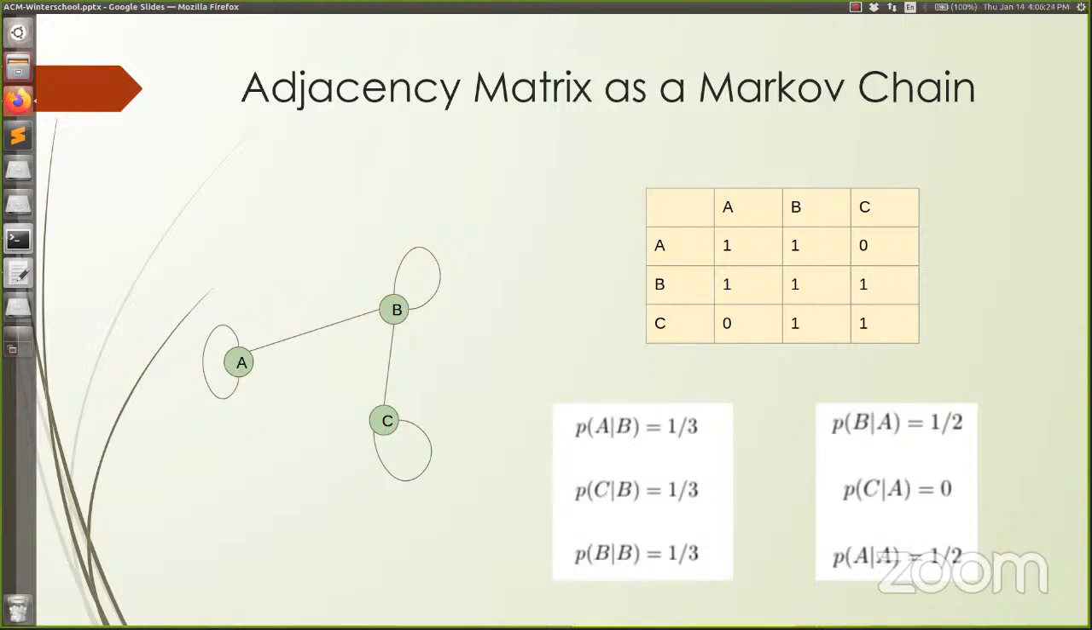It doesn't matter how you reached B in the first place. Say you could have gone from C to B and then to A, or you could have been at B, went again back to B and then to A. Doesn't matter. As long as you are at node B, the probability that you travel to node A is 1/3, because from B you can take three routes, to A, to C, or to B itself, right? Likewise, if you are at node A, there is no way to go directly to node C. There is no connection. So that probability is zero. There are just two ways to go. You can go back to node A, or you can go to node B. And that's why those probabilities are 1/2 each.